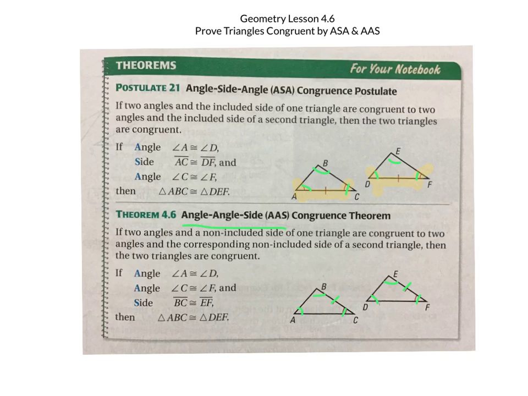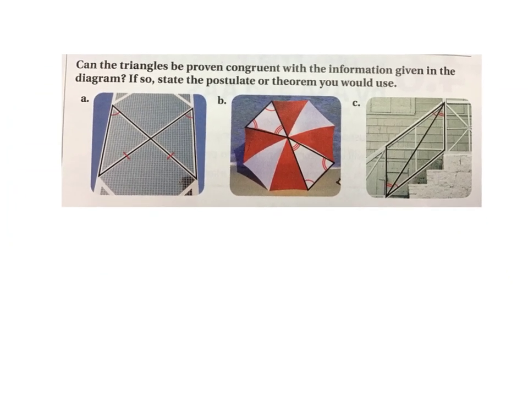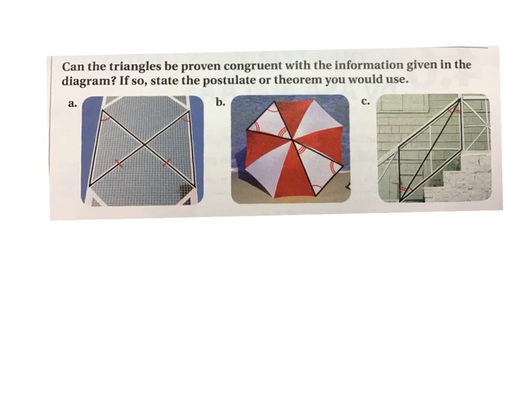So let's try this. Example 1. Oh, I need to take pictures. So let's look at these three pictures. Look at A. Try not to look at the answer in your book. Can the triangles be proven congruent with the information given in the diagram? If so, tell me the postulate.